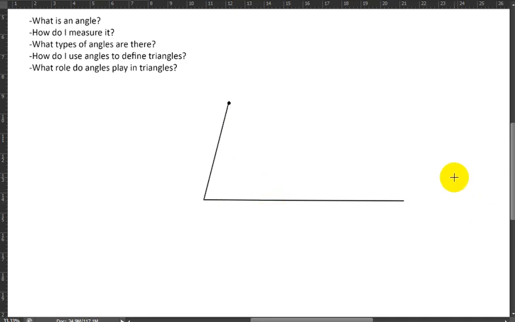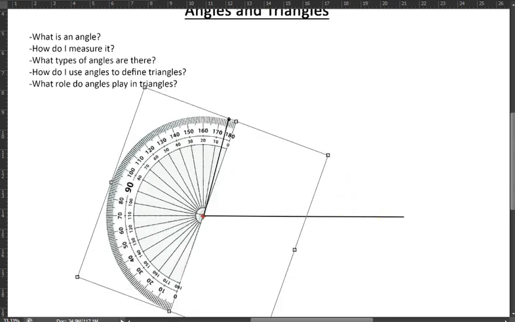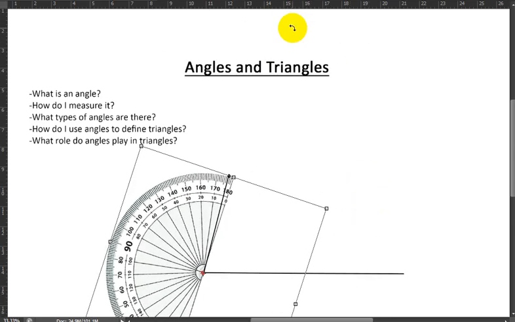Right? So you need to unite this point with the starting point of the line. To do that, you have to use a ruler. You could use the bottom part of the protractor. If you don't have a ruler, you can just turn it around.